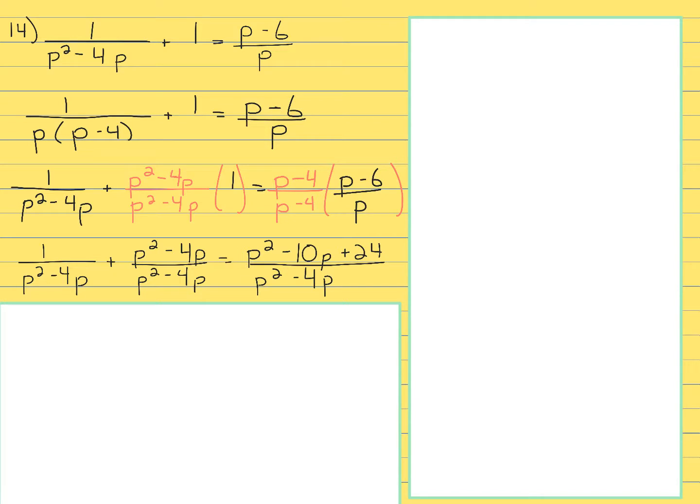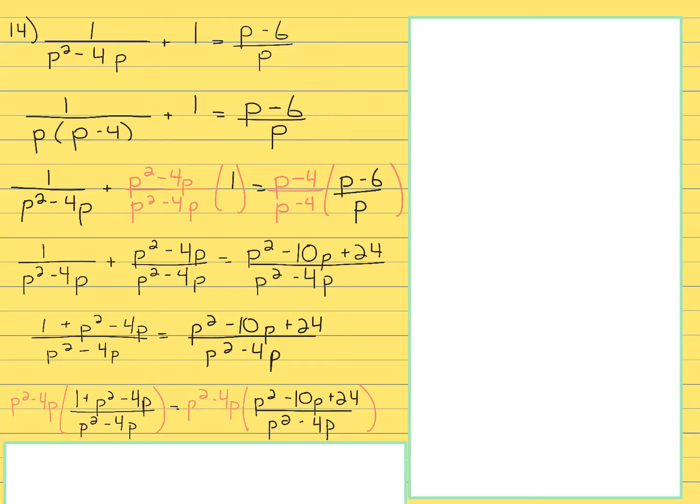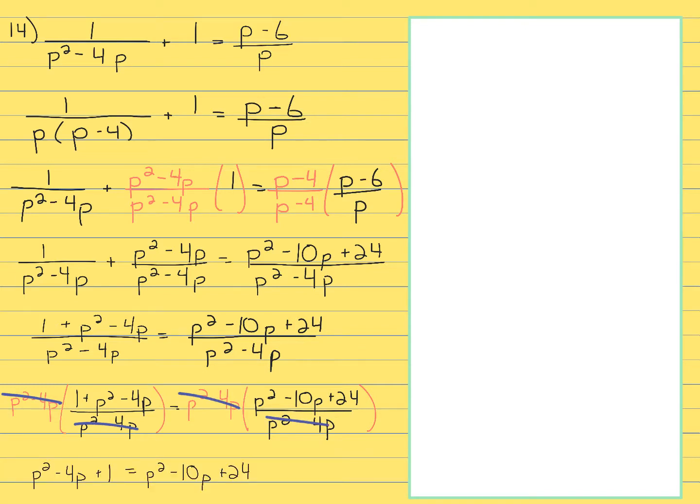Okay, all over that. And next step, I said, okay, well, if they're both on this left side of equals, if they're both over p squared minus 4p, we can just put it over a single one, 1 plus p squared minus 4p. And now I'm going to multiply both sides by p squared minus 4p. And what's that going to do? You should already know this. It's going to cancel that out there. It's going to cancel that out there. And so what we're left with is just, when reordered, because I reordered this now into p squared first, minus 4p plus 1 equals p squared minus 10p plus 24. That's that right there.